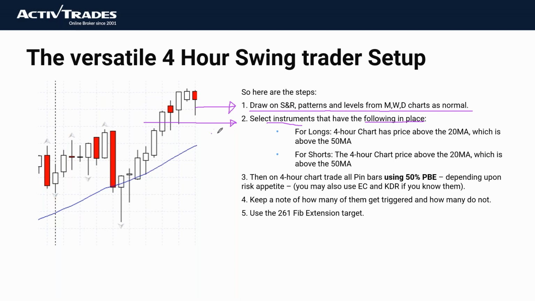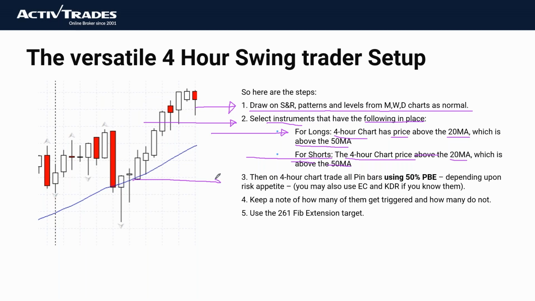So for a long environment, a bullish environment, on the 4-hour chart, we should have the price above the blue 20 period moving average, which is also above the red 50 period moving average. And for a short environment, on the 4-hour chart, price should be below the 20, which is below the 50.